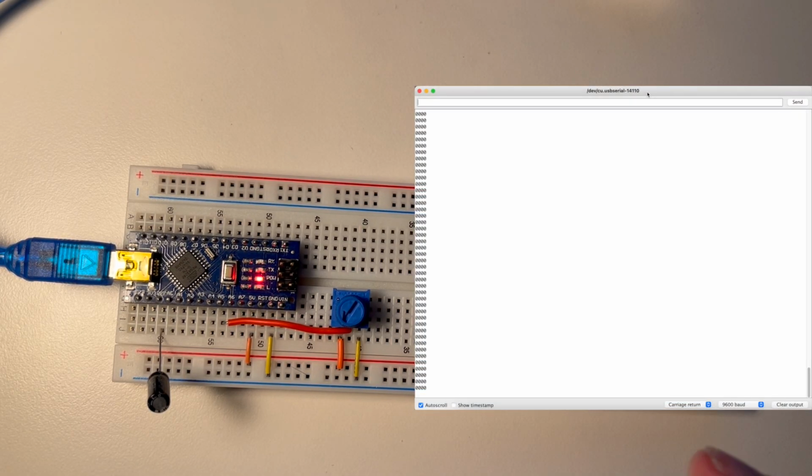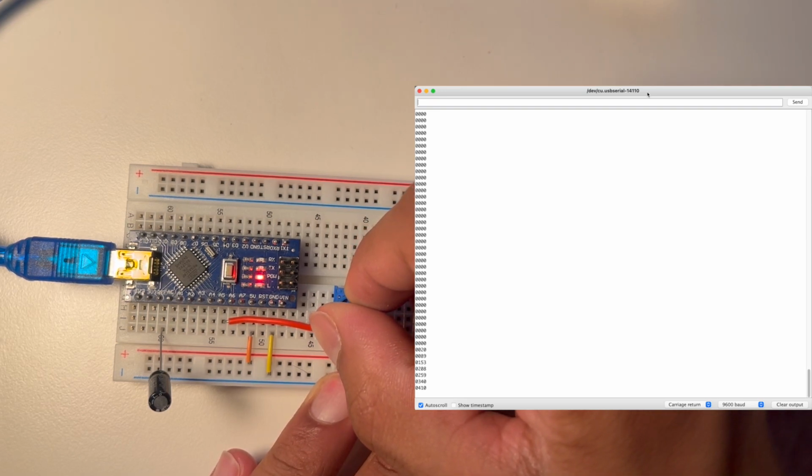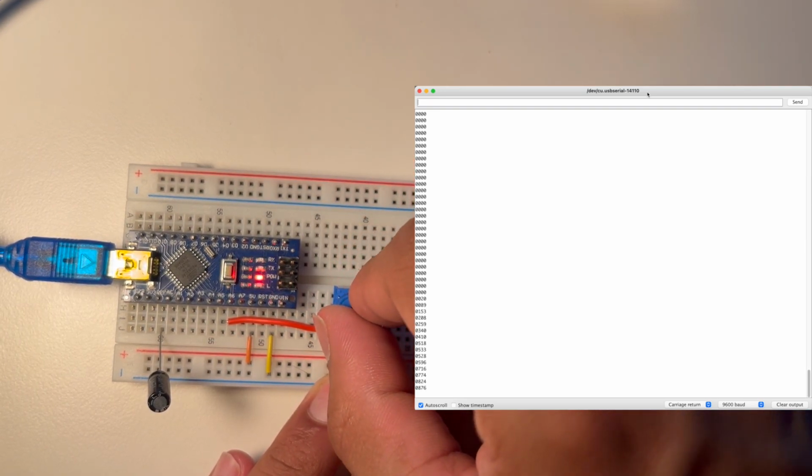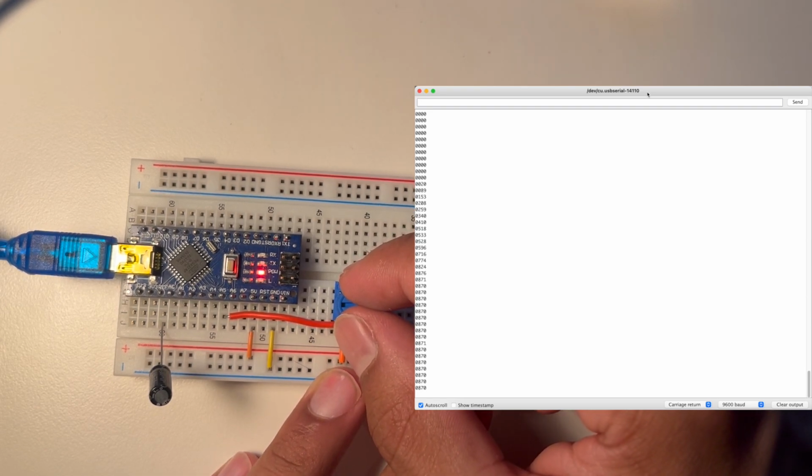First, I'm going to give a quick demonstration of the project. And the first thing that you'll notice is that it's very simple. When I spin the potentiometer, the value goes up on the serial monitor, and it's really just echoing what's reported by the ADC, which in a high-level language would be analog read.